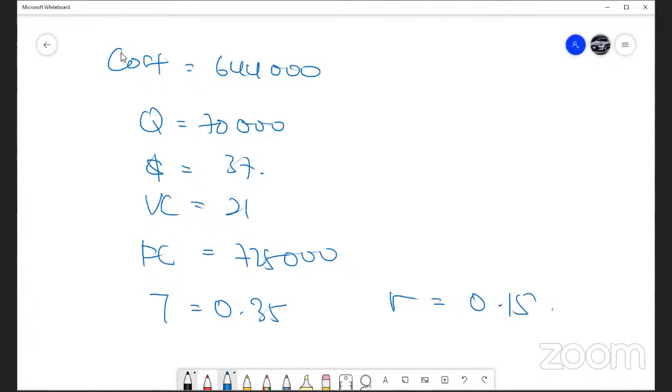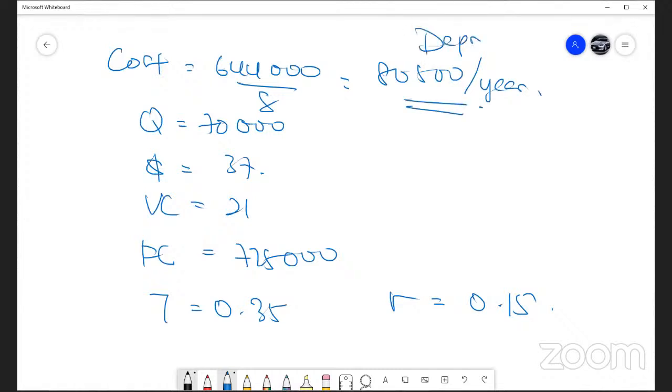Okay, so all these are the information given to you. So the problem here is the cost is $644,000, with depreciation straight line to zero over 8 years. So here is how you find your depreciation. Depreciation is 80,500 per year. This is your depreciation. All these are the information from the question itself.